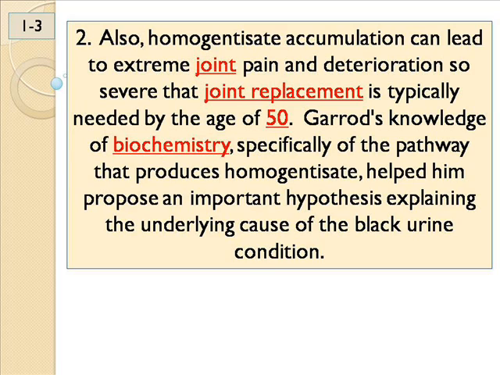So he had a background in chemistry. He knew there was a pathway: this chemical happens, and then that chemical makes this happen, and this chemical makes this chemical happen. And if you remove any step, then something breaks down. Well, he was wondering about that, and he had a hypothesis that he put together about what caused the black urine.